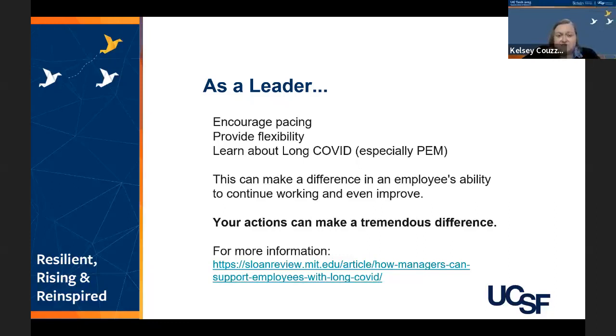It's important to know that an employee with long COVID or with ME/CFS will have abilities that can vary a lot from day to day. And this doesn't mean that they're faking. Just because I could do something yesterday doesn't mean that I can do it today. But just because I can't do it today doesn't mean I won't be able to do it tomorrow.